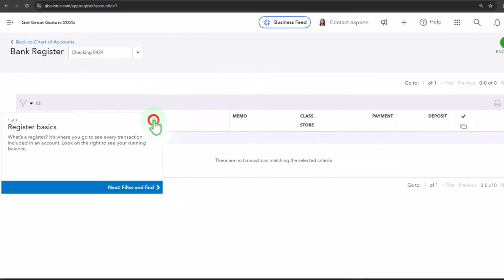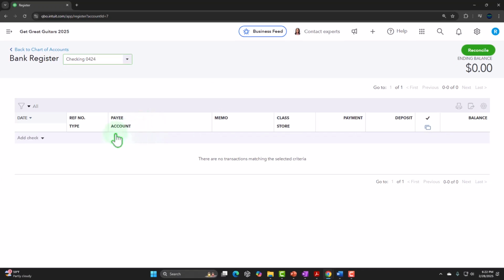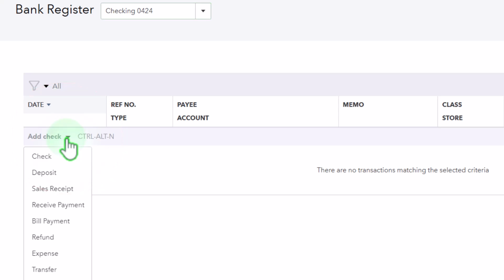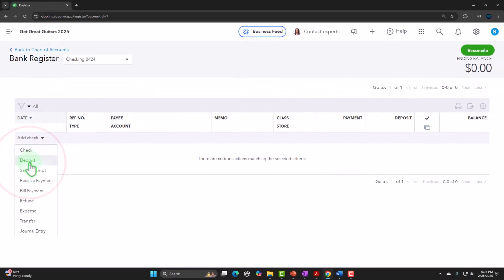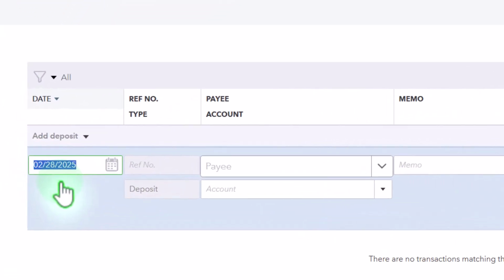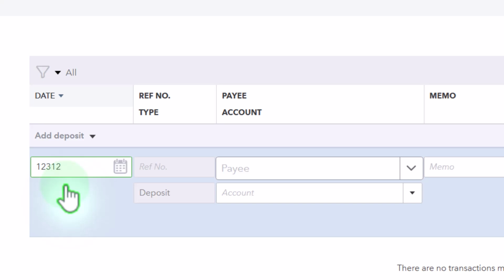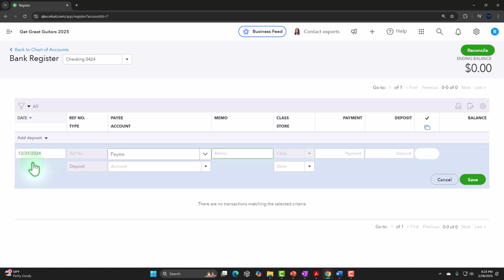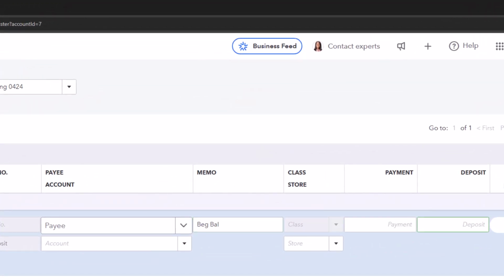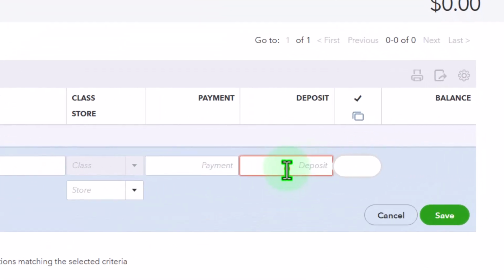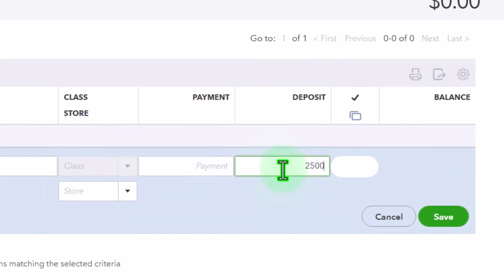So this is the register, which, if you have a whole checkbook, might look similar here. And then again, we can either use a deposit form or a journal entry. Let's try to use the deposit form. I'll use the deposit form here, and I'm going to put it in as of 12/31/24, the end of the cutoff date. I'm not going to put a payee. I'm going to make this the beginning balance, and then I'm going to put a deposit of 25,000.